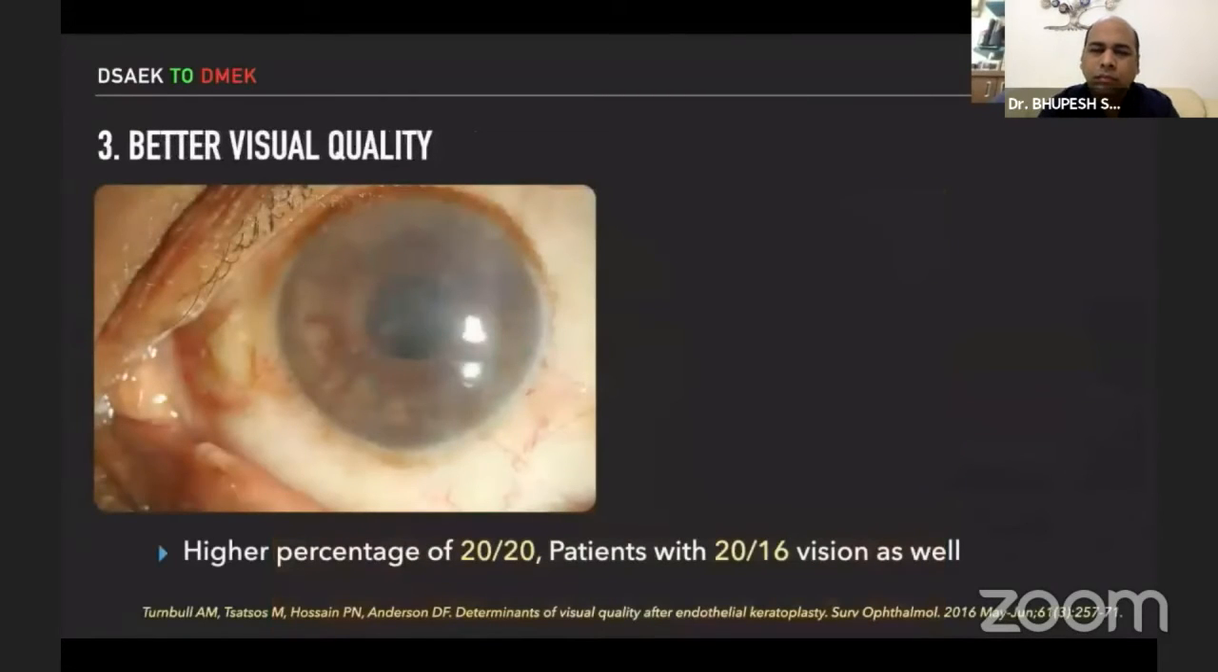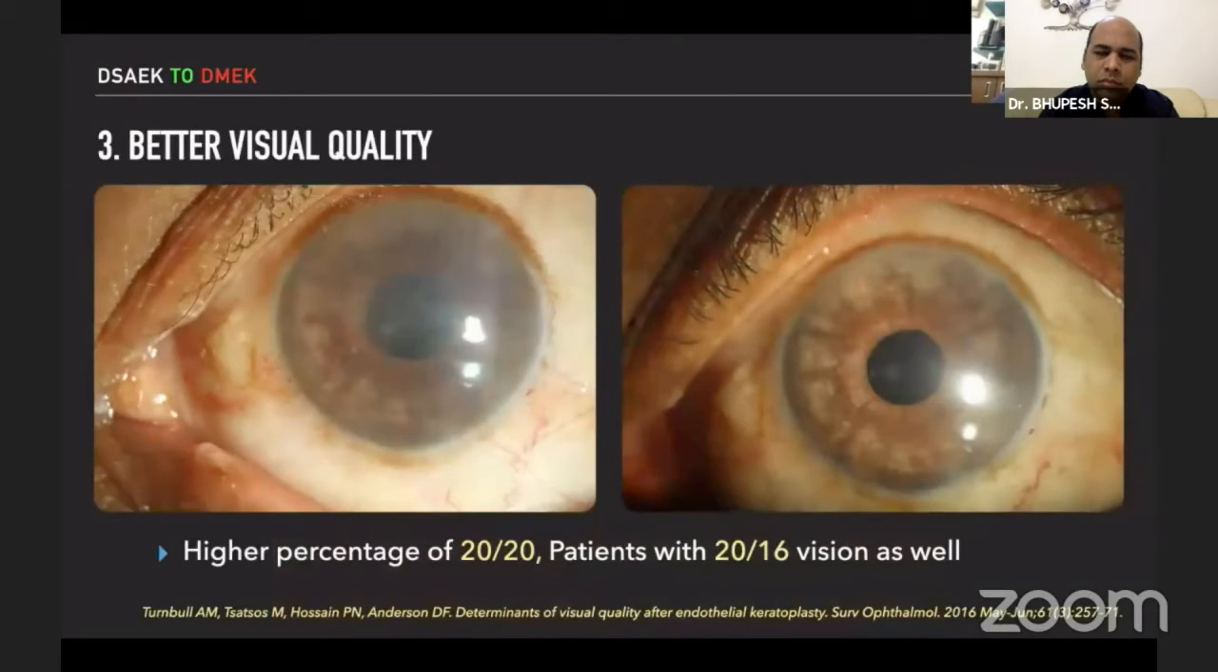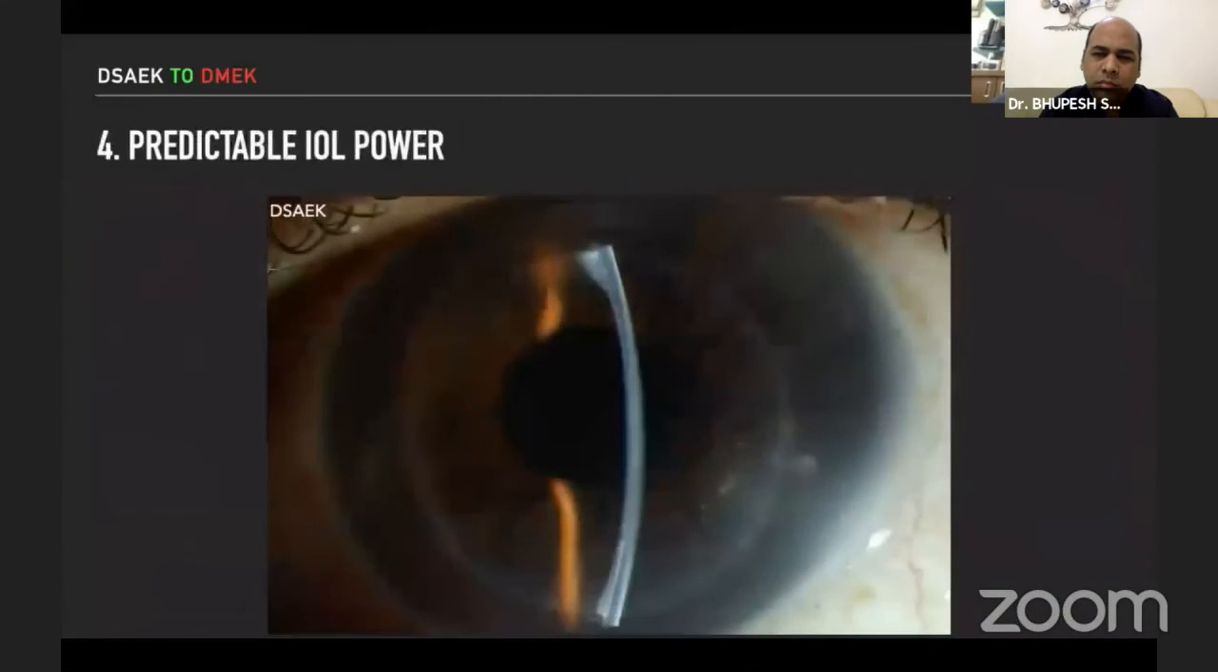The other reason is better visual quality. There is a higher percentage of patients after DMEK surgery who get a vision of 20/20, and you also have patients who reach visual acuities as high as 20/16 as well, which you will not see with DSEK surgery.